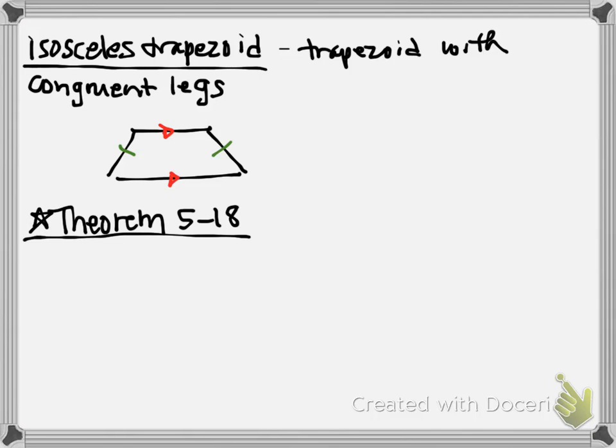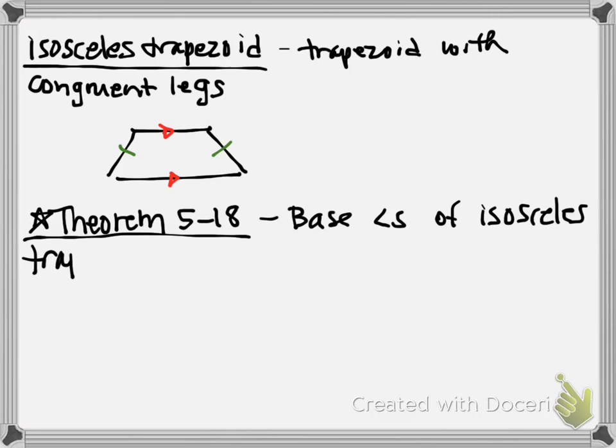And remember, it's very specific. Base angles of isosceles trapezoids are congruent.